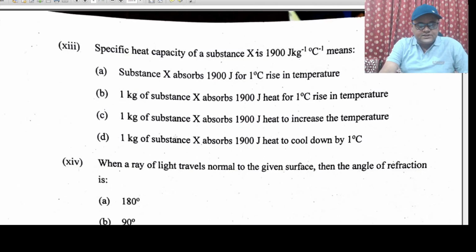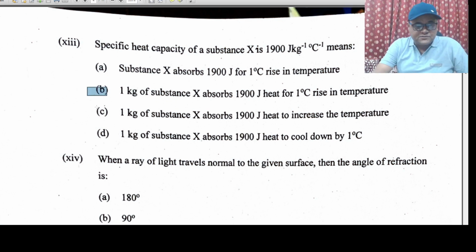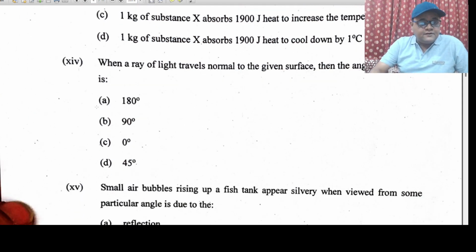Right? The next one, question number 13. It's very easy. It was about the specific heat capacity of a substance. Specific heat capacity is the amount of heat required to raise the temperature of unit mass of a substance by unit degree centigrade, right? It's very obvious, it's B.